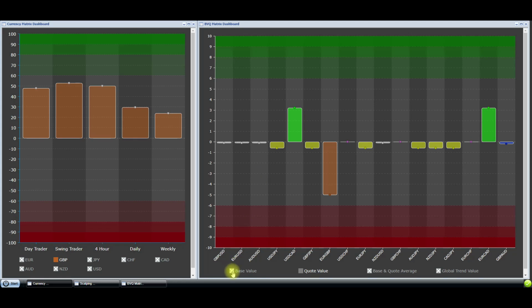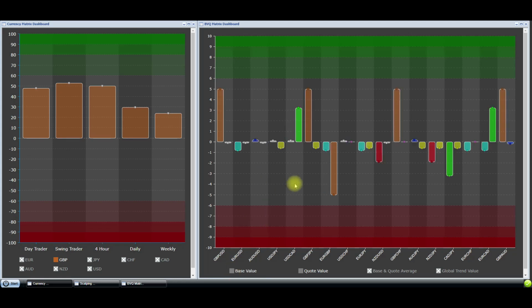If I turn the base back on, all the currency pairs where the pound shows up in the base, it's reflecting correctly. It's pushing up because it's showing you that it's pushing that pair up. But for the euro pound, it's actually pushing this pair to the downside. So that's very important to understand. The formula for the BVQ matrix is just a weighted average of all 5 time frames from the currency matrix dashboard. I'll say that one more time. The values displayed over here in the BVQ matrix are a weighted average of all 5 time frames from the currency matrix dashboard.